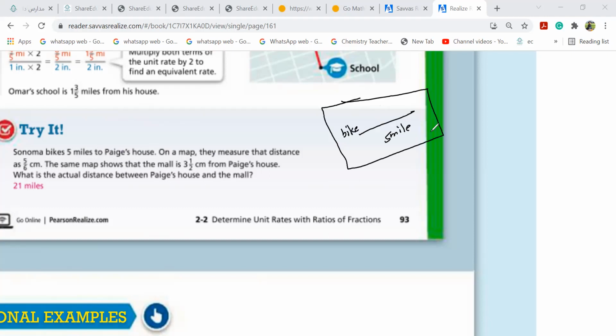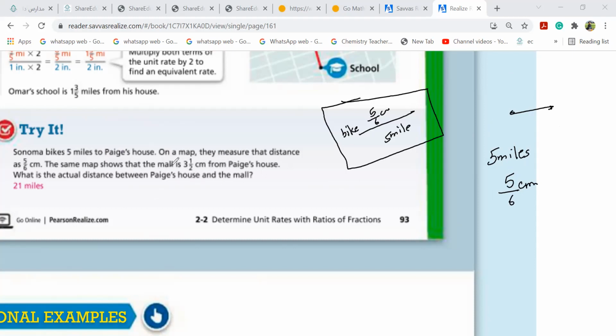with her bike. On the map, the 5 miles is actually only 5/6 centimeters. Very small, because on the map they show from here to here. So 5 miles shows on the map as 5/6 centimeter, then the same map shows that the mall is 3.5 centimeters from Peg's house. What is the actual distance between Peg's house and the mall?